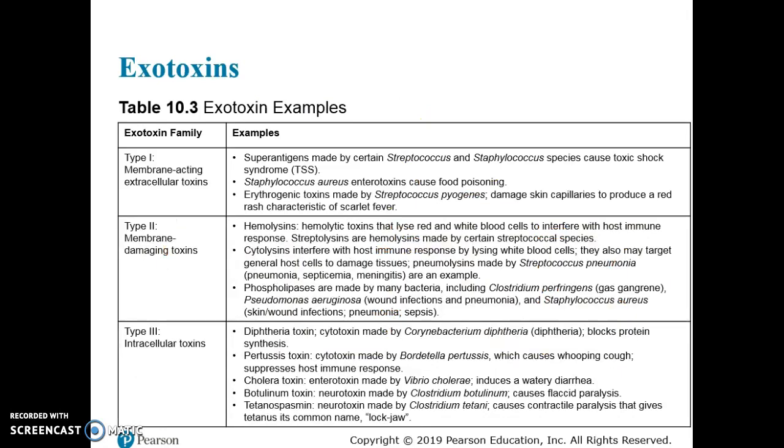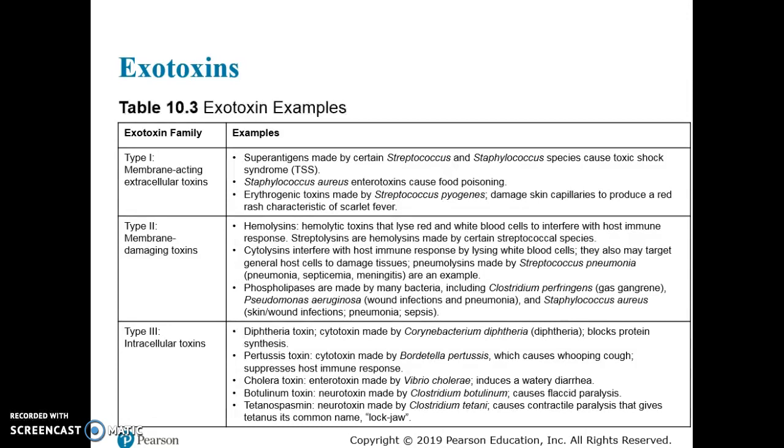So examples here, you've got type 1, membrane-acting extracellular toxins, type 2, membrane-damaging toxins, and type 3, intracellular toxins. So what do you need to know? You need to know the different types. One acts at the membrane but doesn't go into the cell. One type damages the membrane, and one type actually gets into the cell and damages. So examples here, go ahead and look through those.